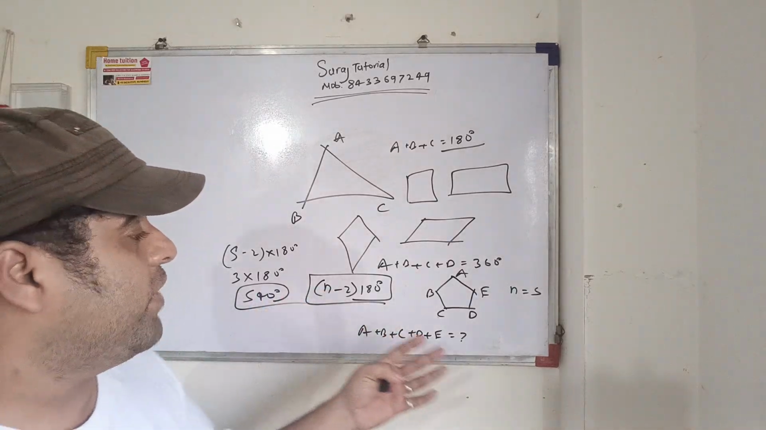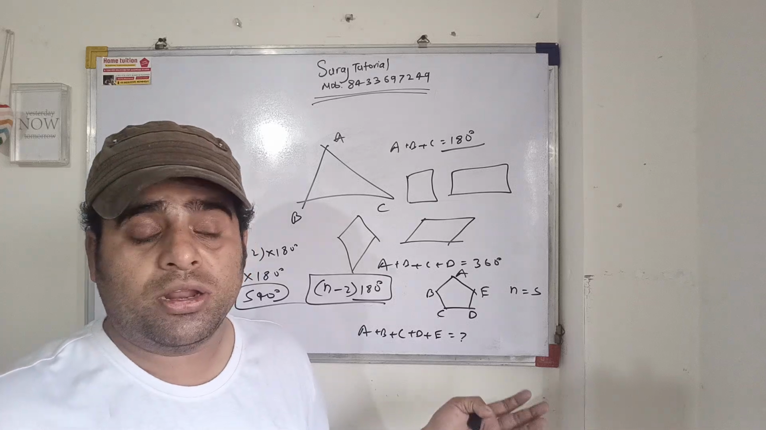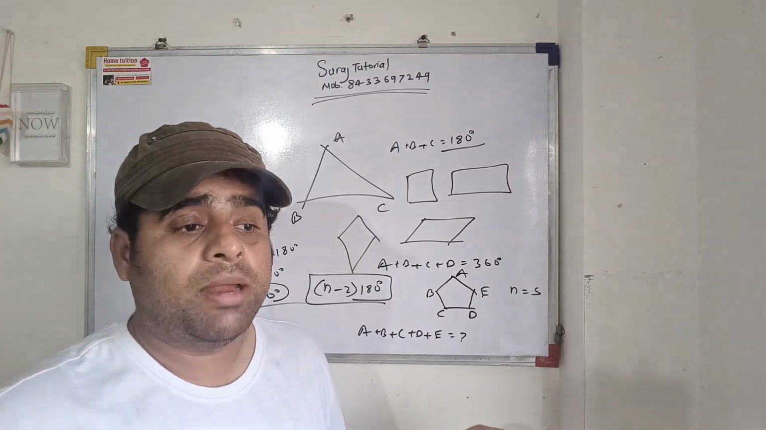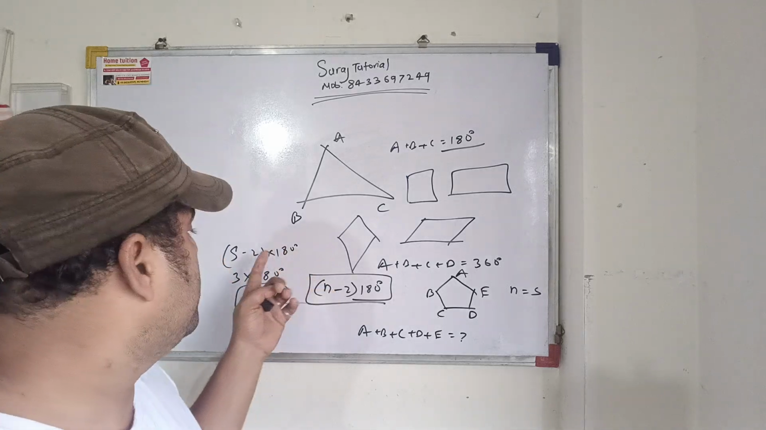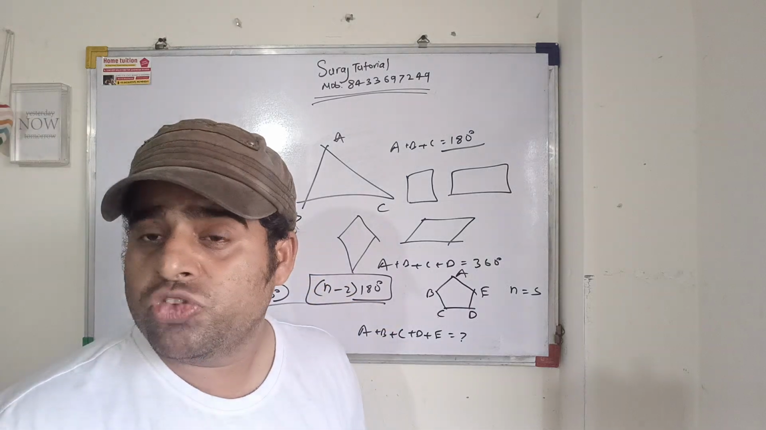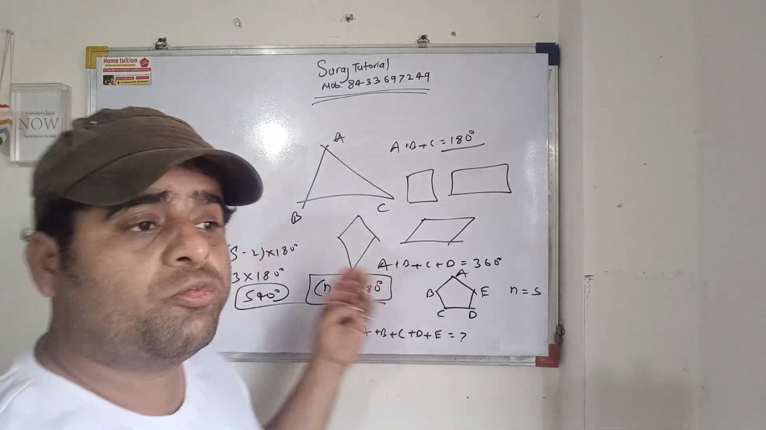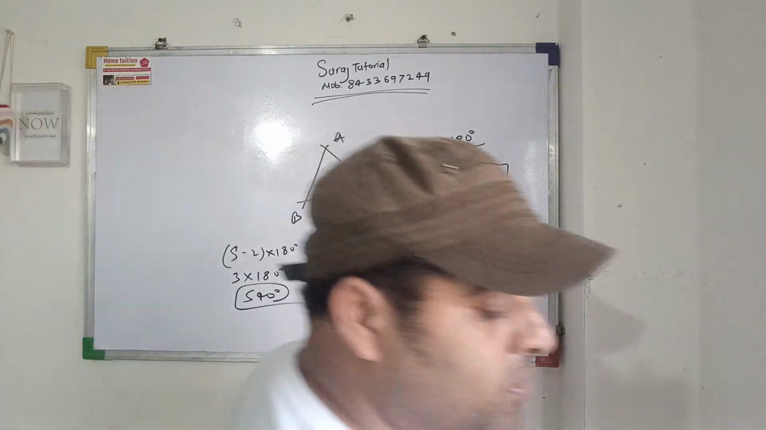So by this formula you can find it whether it is a pentagon, hexagon, heptagon, or nonagon. If this is a nonagon, you have to put n is equal to 9. So 9 minus 2 we get 7, and 7 into 180 and you get the value of the sum of all the angles. But how this formula comes, I am going to explain here. See here.